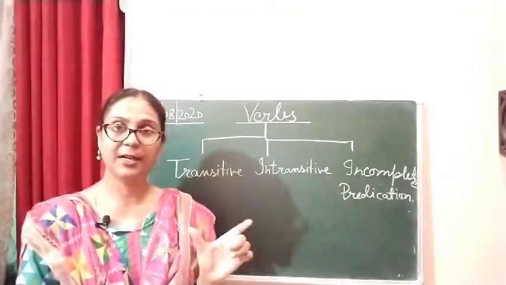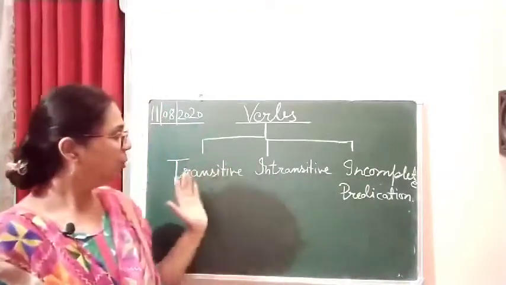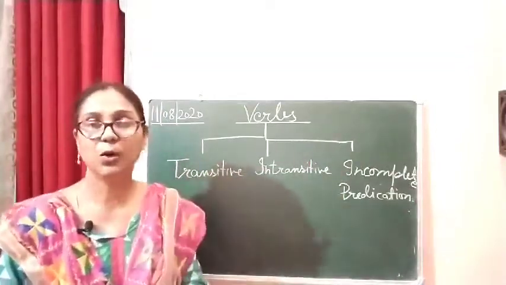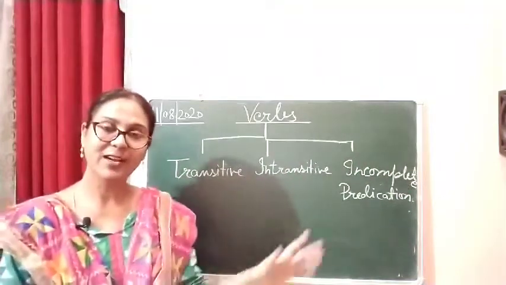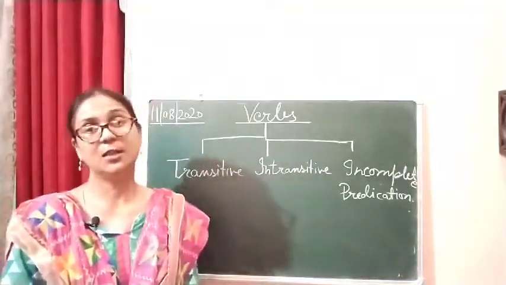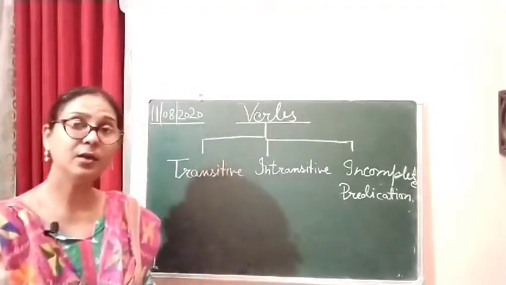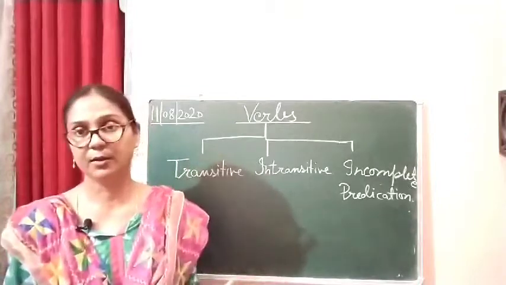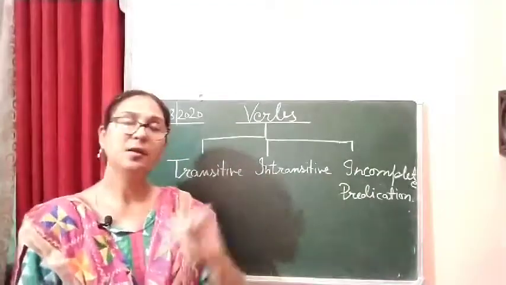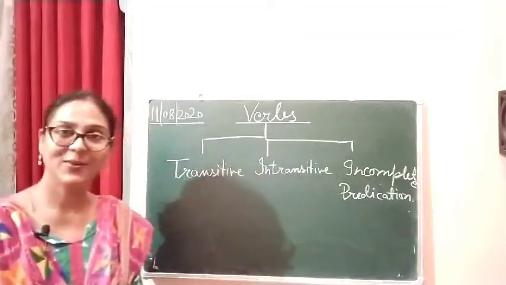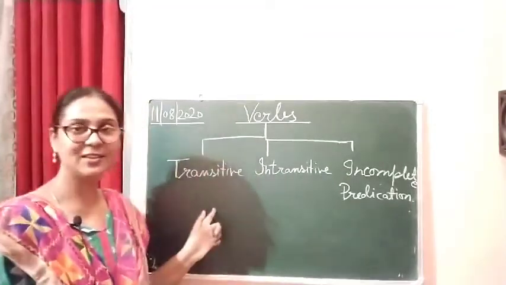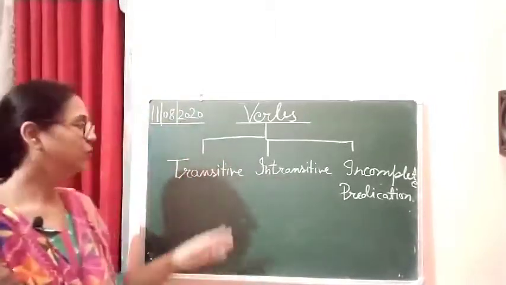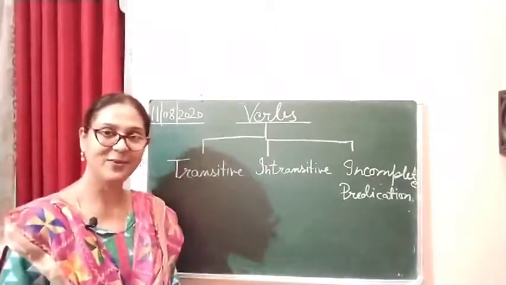They are not complete sentences, but both kinds of verbs need some words to complete the sentence. So that is called incomplete predication. For example, he is an honest boy. Now here you can see the subject is there, but there is no object. You can say it is incomplete predication. So now we are going to start transitive verb in detail. Then we are going to move on to intransitive verb. So let's start transitive.